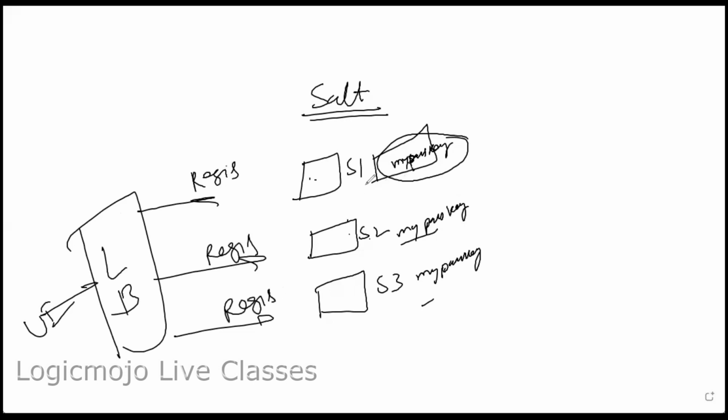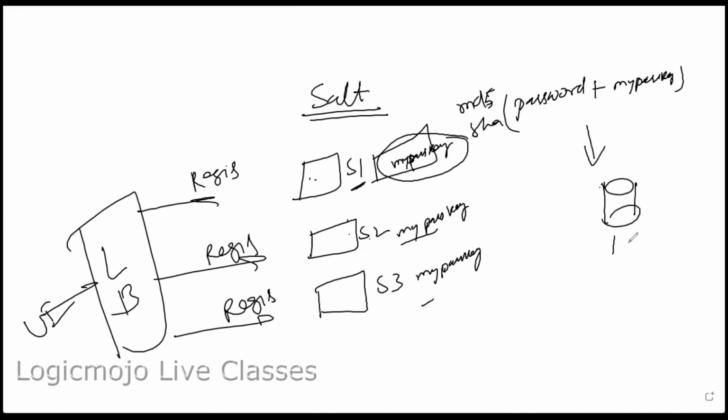Now what they will do is, this server one, right? It will take the password, it will add the salt, and then they will apply this MD5 or SHA on top of it. Okay. And whatever value gets produced, they put directly into the database.